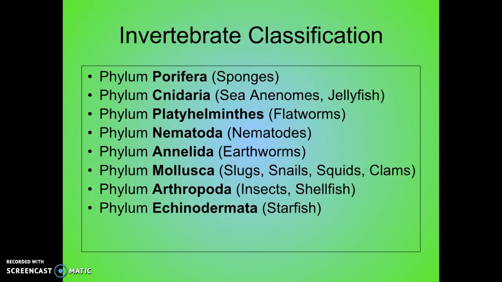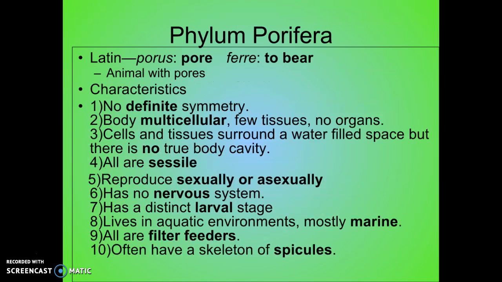These are the different phyla that we are going to talk about. And I would say this is probably going to be divided into a couple different lectures. The first one is Porifera, and that is your sponges. It comes from the Latin word porus, which means pore, and fere, which means to bear. So basically it has pores.